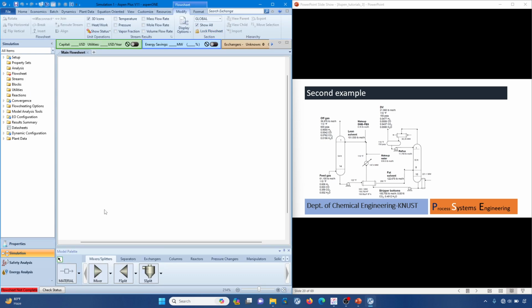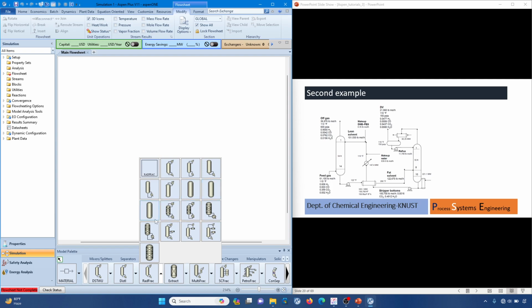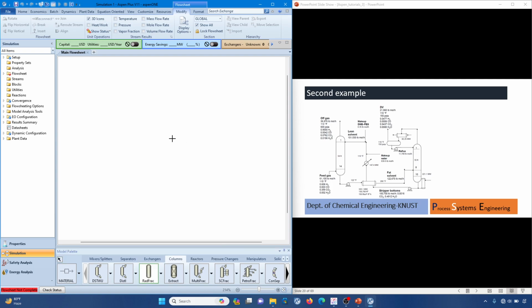Okay, draw a flow sheet. So again, come to columns, RadFrac. Any of these could be the absorber, just use this. It's very important to take note of the configuration of most of these equipment. An absorber should have a vapor outlet and a liquid outlet, and it has two inlet streams, one for the solvent and one for the vapor phase.